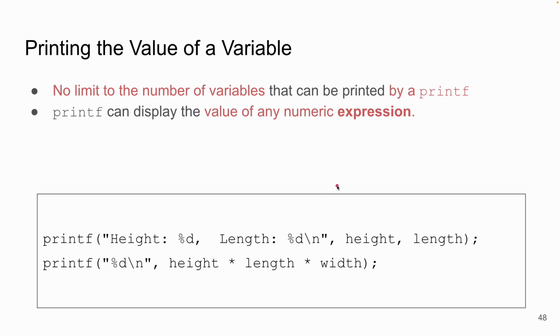So the next thing is that we can actually use one printf to print out multiple variables. So for example, like this, I can use two %d, and I put two integer variables like this, so that there's no limit to the number of variables that we can print by a single printf. And we can also put a numeric expression here. So what's going to be printed out by the second printf is the outcome of this numeric expression. So this is another way we can print out information in C code.